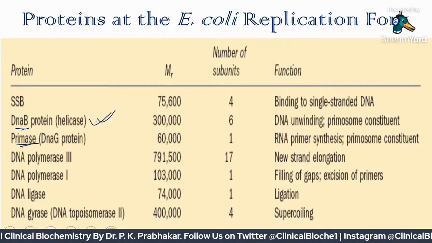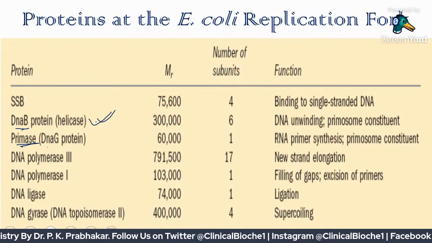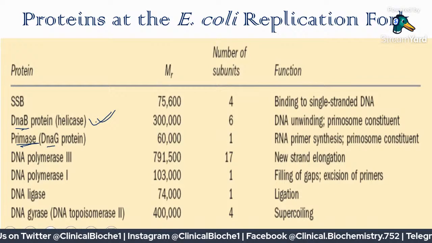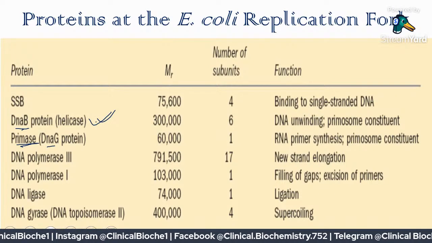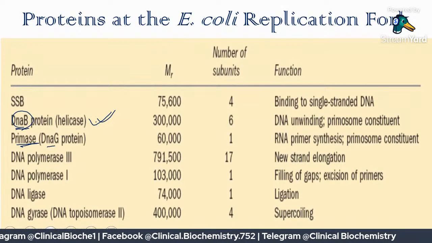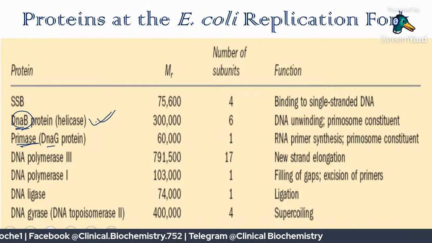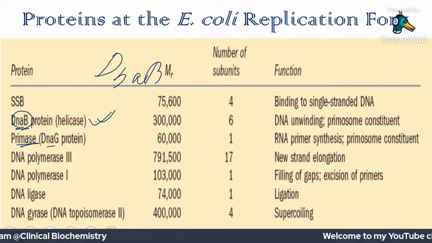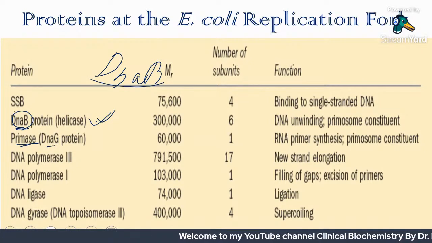Primase, which is an RNA polymerase, is the product of the dnaG gene. Remember, normally when we write genes and proteins, this is the protein. When we write the gene's name, I will write it in italics, like this, dnaB. So when we write in italics, it means I'm talking about the gene. When it is normal script, it is the protein.